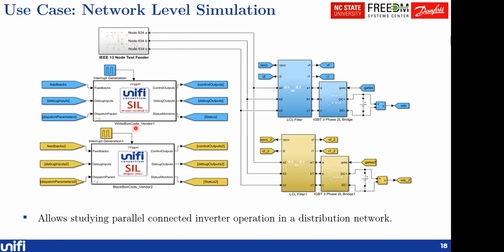Now, one of them is termed the white box code. This is because it is using a wrapper block which can link to the external C code base, whereas the second one is only using the MEX file coming from a separate vendor. So that's why we call it the black box code. And this toolchain actually allows us to run two separate inverters, one from custom code and the other from a MEX file, simultaneously. It then allows us to study parallel connected inverter operation in a distribution network.